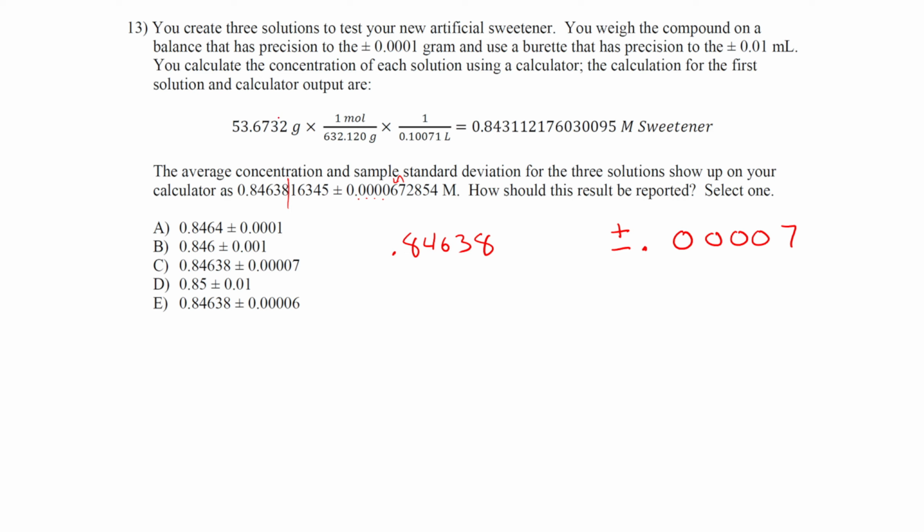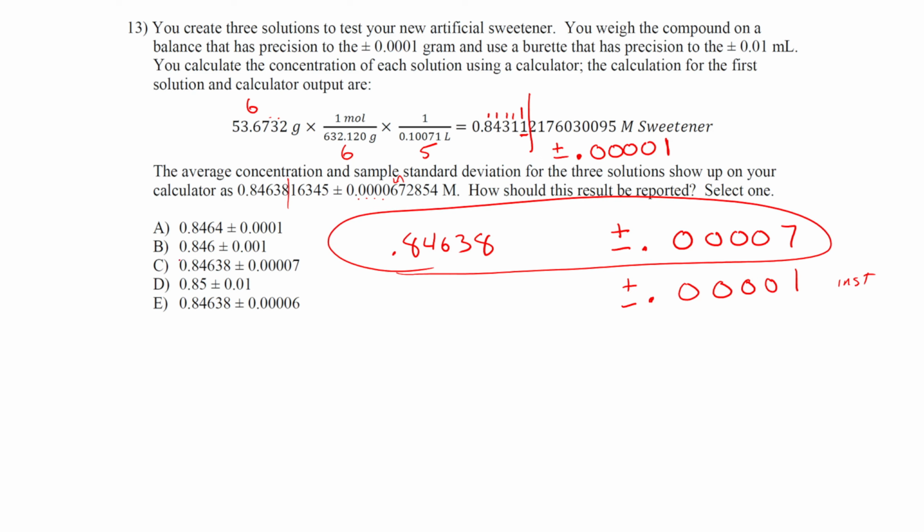So here we have 1, 2, 3, 4, 6 sig figs. Here we have 1, 2, 3, 4, 6 sig figs. And here we have 1, 2, 3, 4, 5 sig figs. This would be our uncertain digit, which means our uncertainty has 1, 2, 3, 4 zeros and a 1. Right, so that's our instrument error. Obviously it's smaller, so we're going to keep the actual value. So the answer here is C.